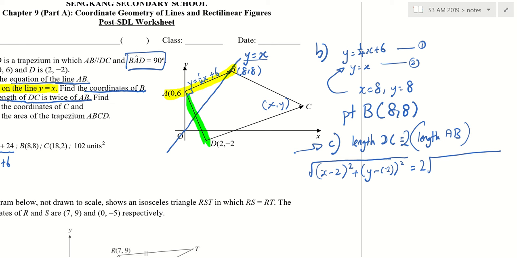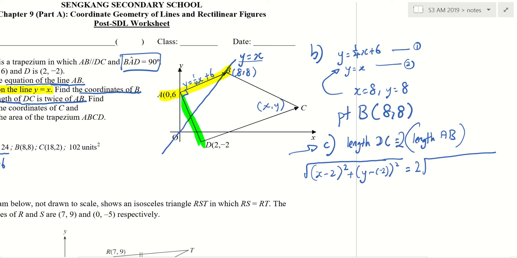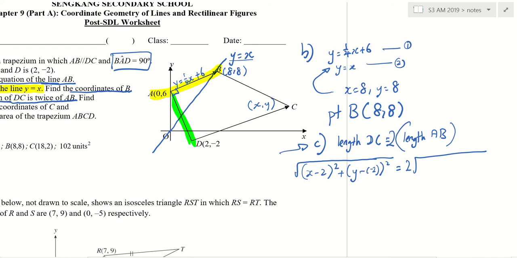This one is very difficult to do. Okay, I will show you this messy method, then I will summarize with an easier method. Can you follow through with me? So I want AB now. AB is what? Same, right? X2 minus X1. So I'll have 8 minus 0 squared plus 8 minus 6 squared.